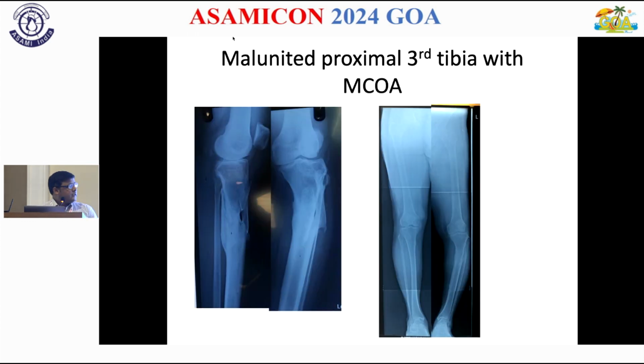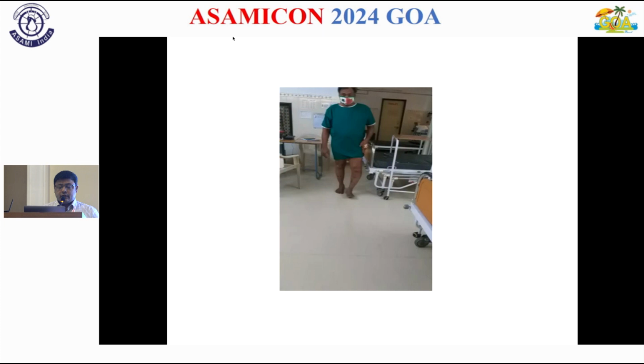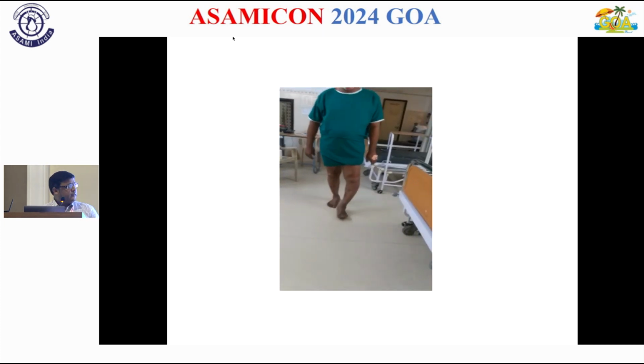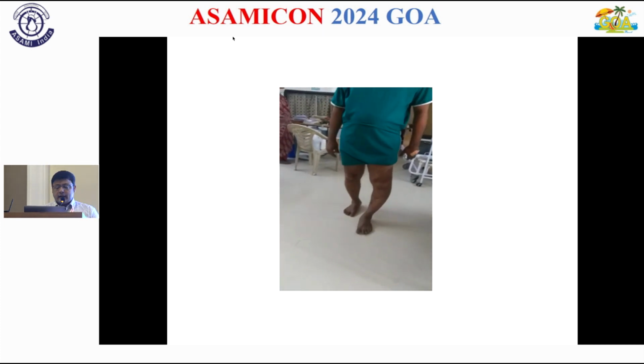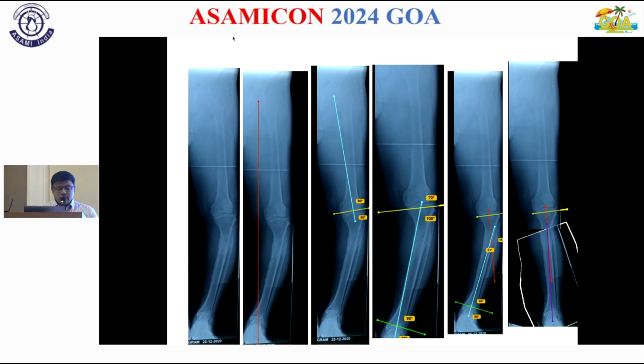This is the X-ray. Proximal third tibia malaligned with varus, with medial compartment osteoarthritis also there. This is his walking. You can see limp and mild lateral thrust is also there. This is the planning, mechanical axis is medially deviated.